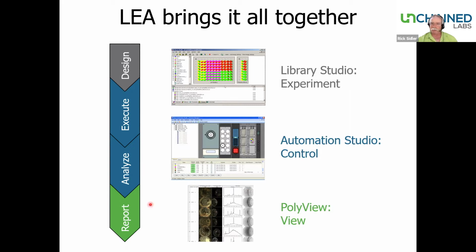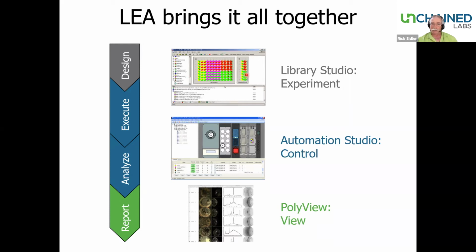And this software is really highlighted by three components. Library Studio, where we do our experimental planning, and it's a user-friendly, intuitive interface where you drag and drop materials and chemicals to define what you want to have happen in each well of an experimental design.